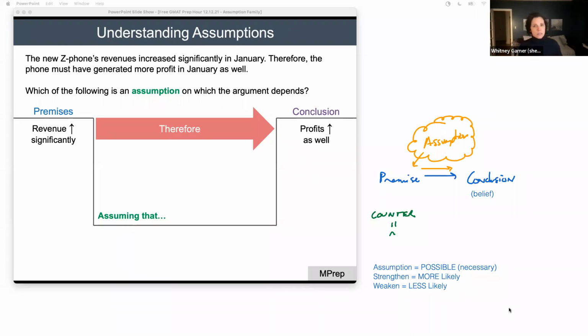So I want y'all to type into the chat window for me. If you own Zphone and you know that your revenue went up like crazy, what could happen that would end up making it so that your profits didn't go up? That you weren't able to increase profit at all, even though revenue went up significantly? What might happen?